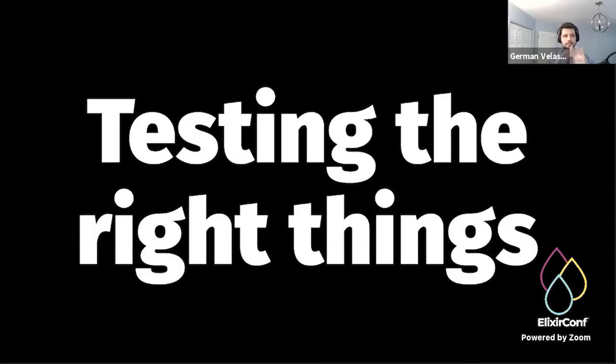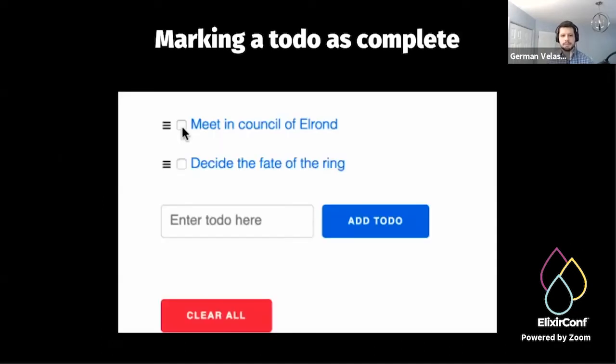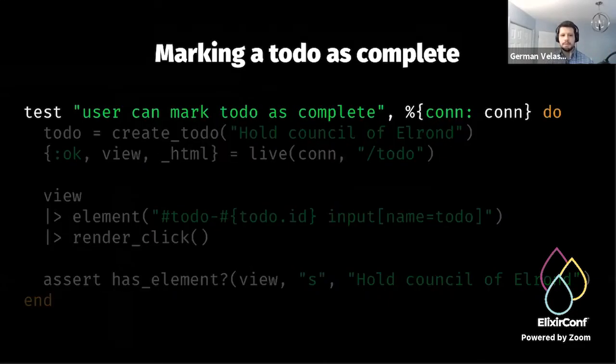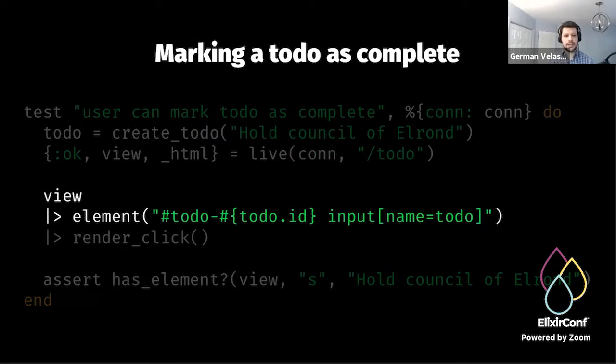Okay, so that's a super brief overview of how to write tests. But we want to make sure we're testing the right things. Let's take a look at another example. We want to mark to-dos as complete, right? So when we click on them, they become this sort of scratched out version of the to-do. A user can mark a to-do as complete. We grab in the connection struct again. We're going to create a to-do, and we're going to mount the live view. We're going to target that to-do's input based on the to-do's ID, and we're trying to find that little checkbox, right? And then we're going to click on it. And what should we expect?